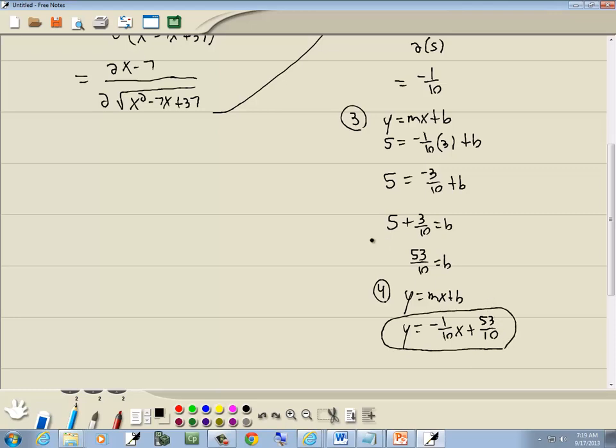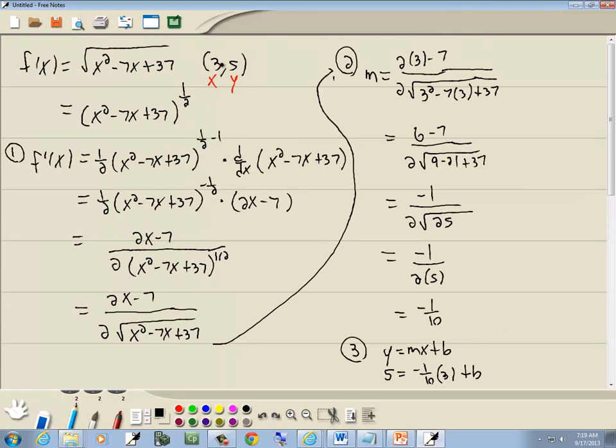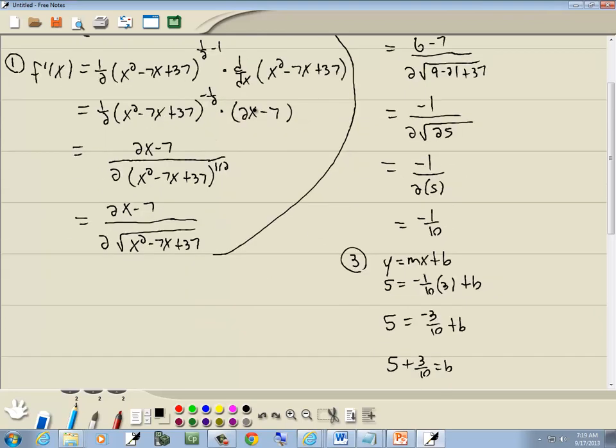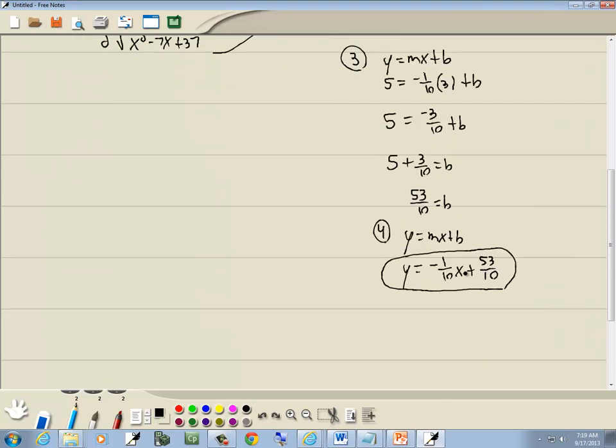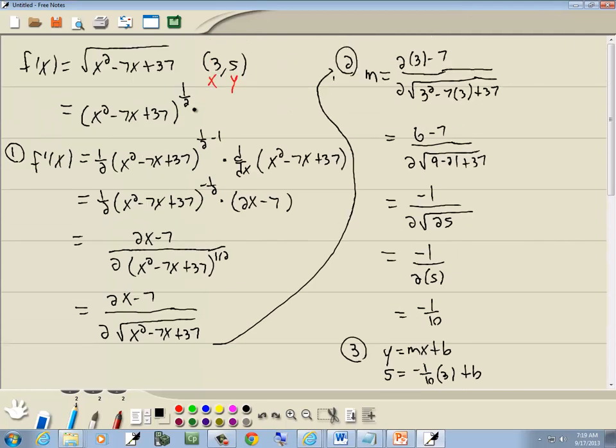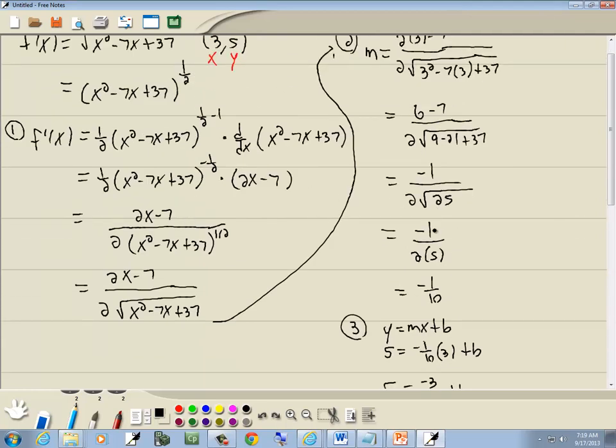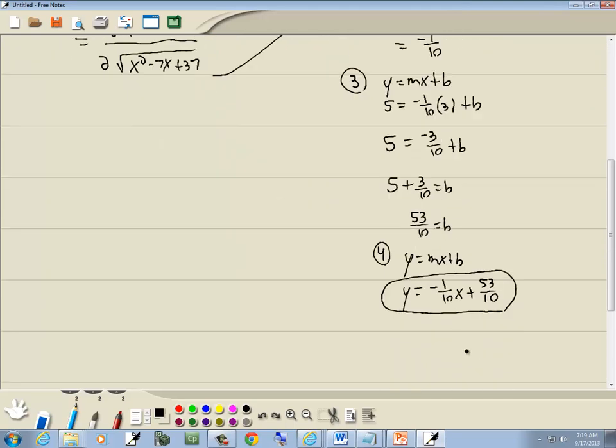Let me double check myself. I always double check by plugging in the point 3, 5. If I put 3 in for the x, I get negative 3/10 plus 53 over 10. That gives me 50 over 10, which is 5. So it checks. Now, that doesn't check the actual derivative part, but that at least checks the rest of the math there. So our answer is y is equal to negative 1/10 x plus 53 over 10.